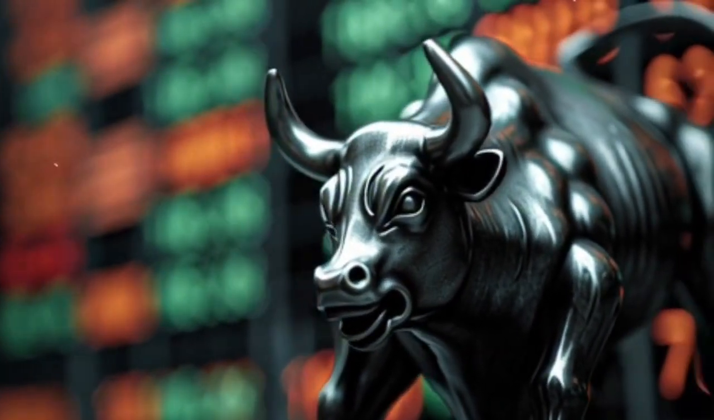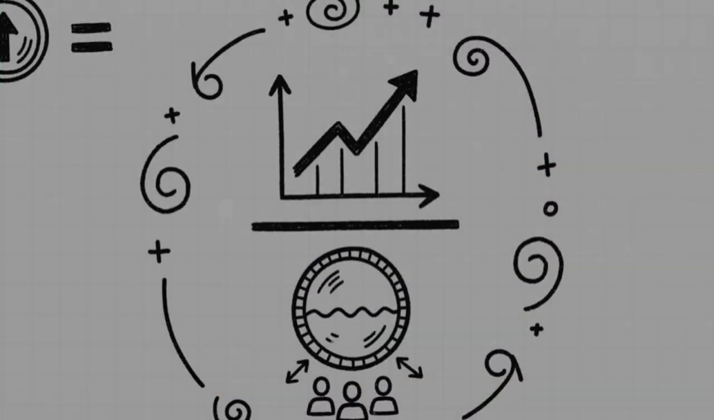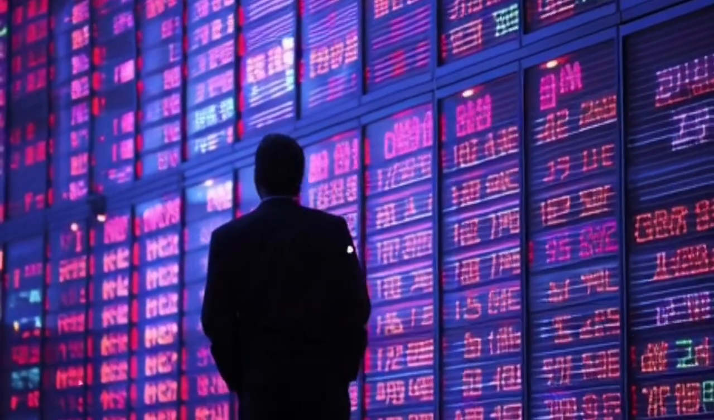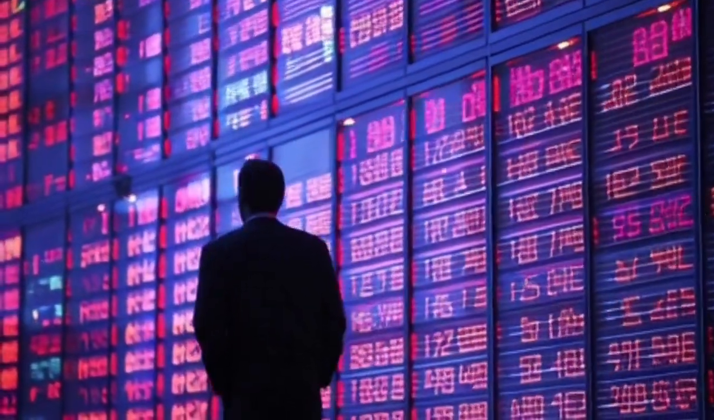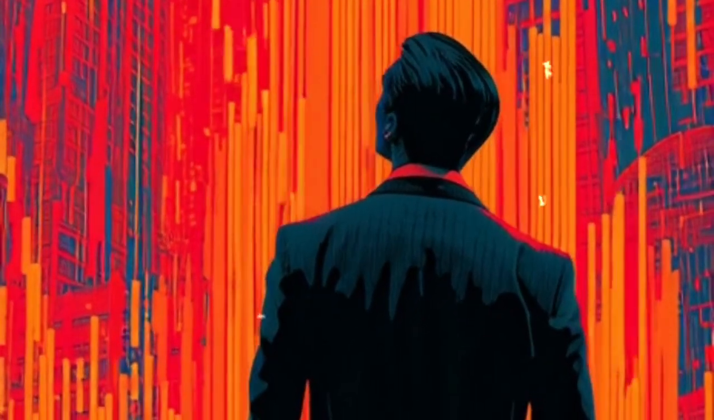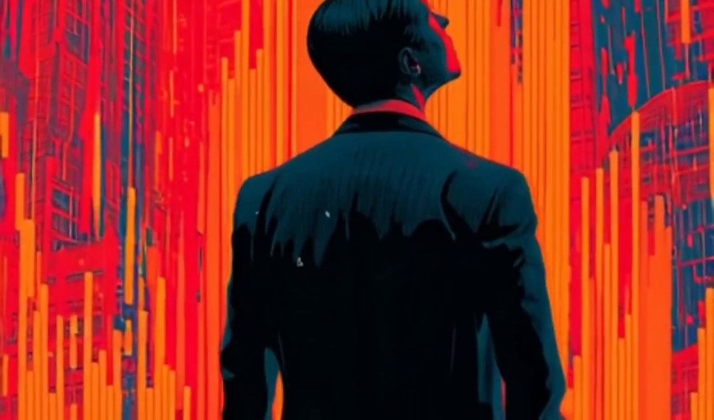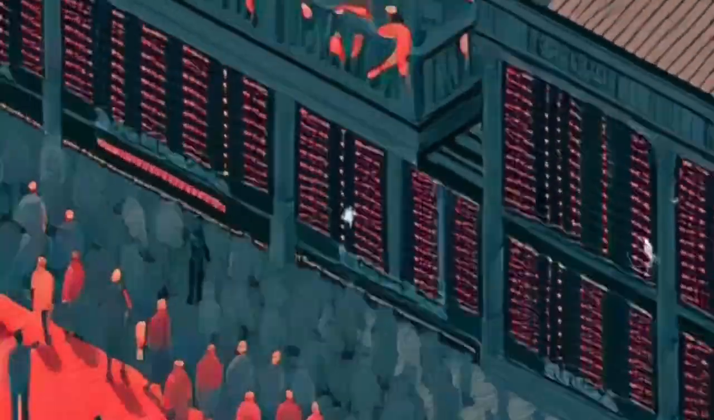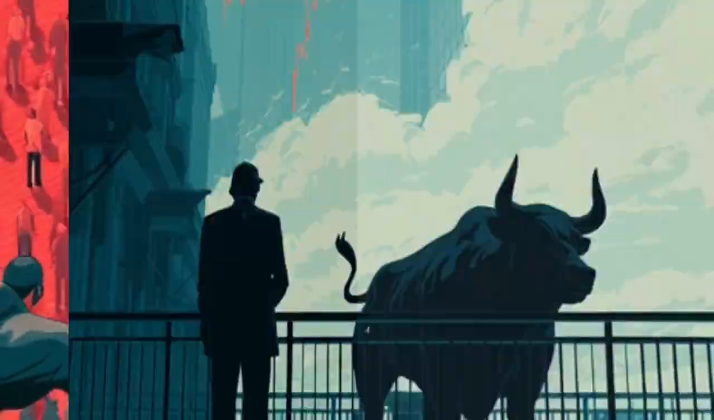And the math to figure it out? Super simple. You just take the current stock price and you divide it by the company's earnings per share, or EPS. So that begs the question, what exactly is EPS? Well, think of a company's total profit as a giant pie. The EPS is just your slice of that pie for every single share you own. They take all the profit they made, divide it up by all the shares out there, and voila, that's the earnings per share.